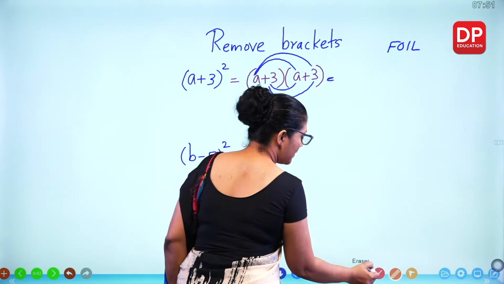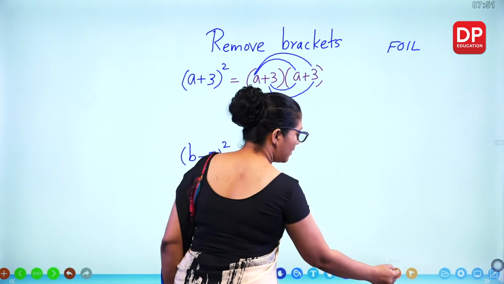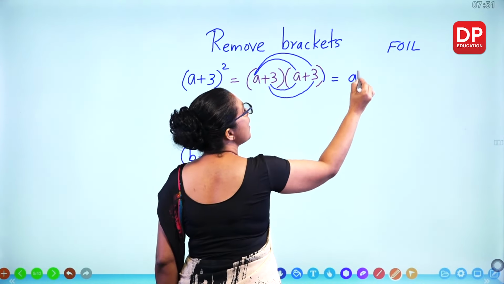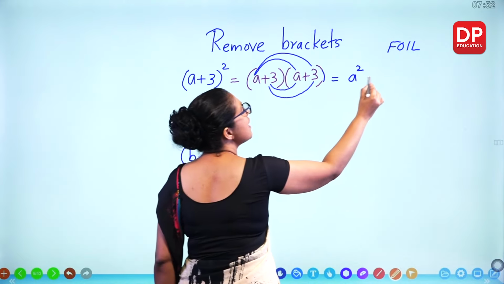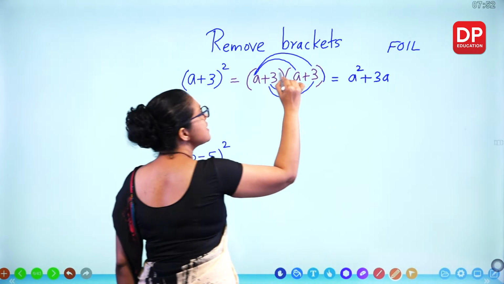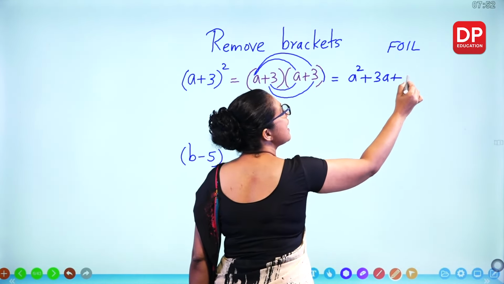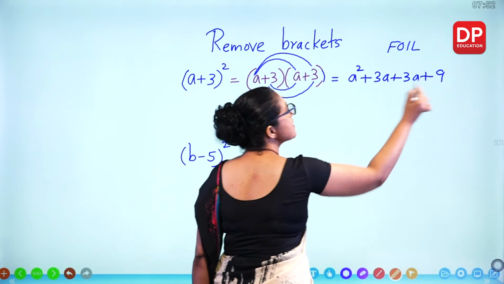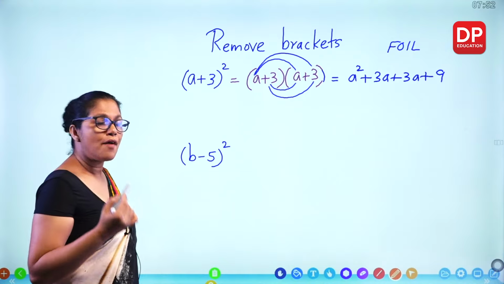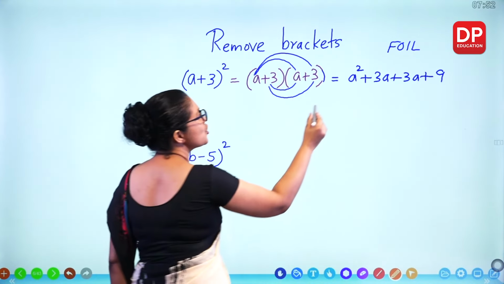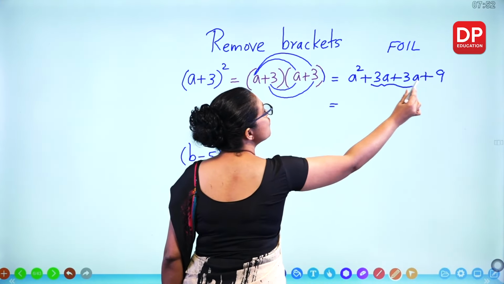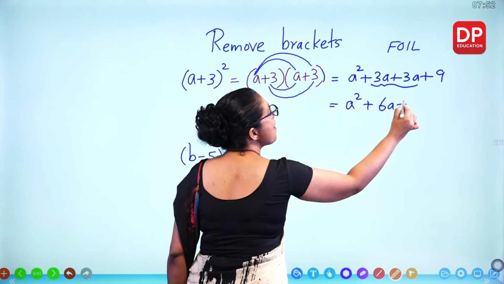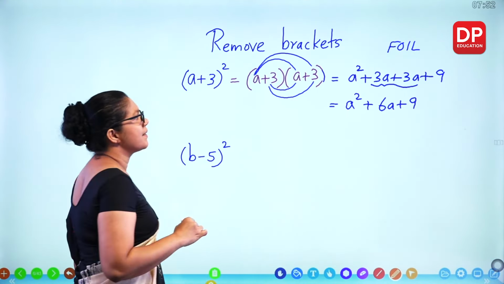a times a, a squared. a times 3, 3a. 3 times a, 3a. 3 times 3, you get plus 9. So after that you can simplify. So what you get? I can add these two together. You get a squared plus 6a plus 9.